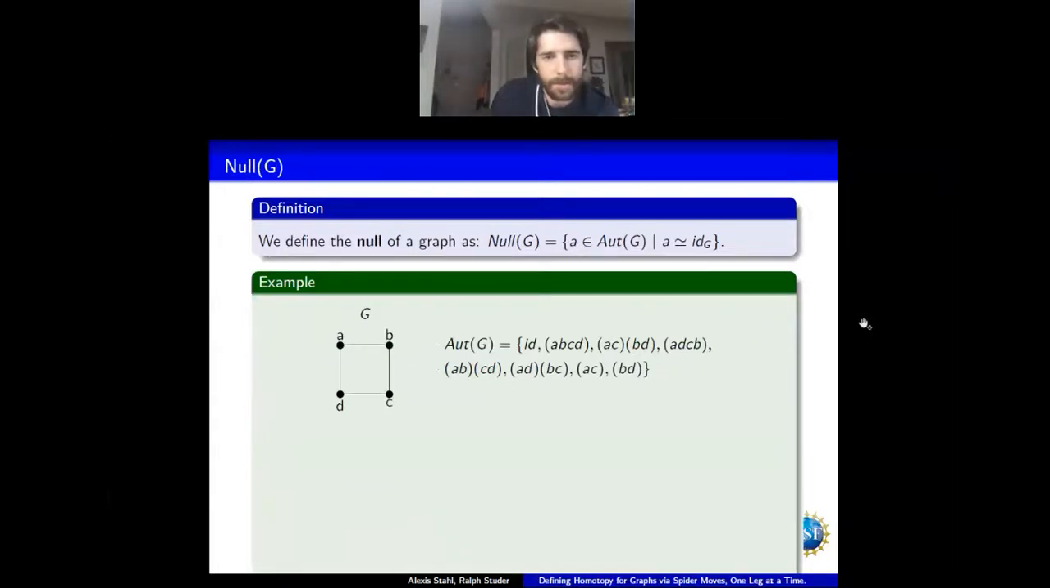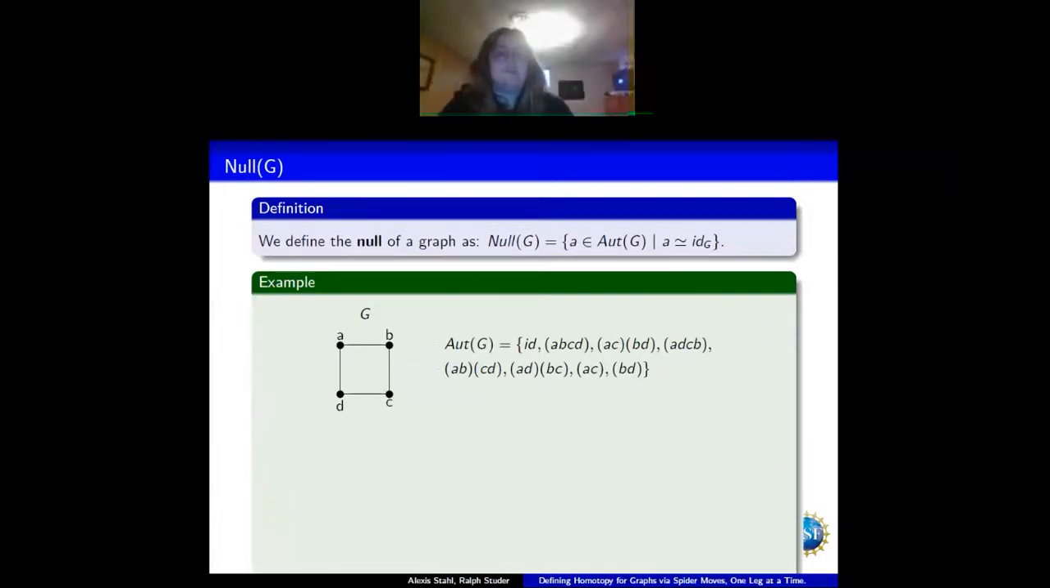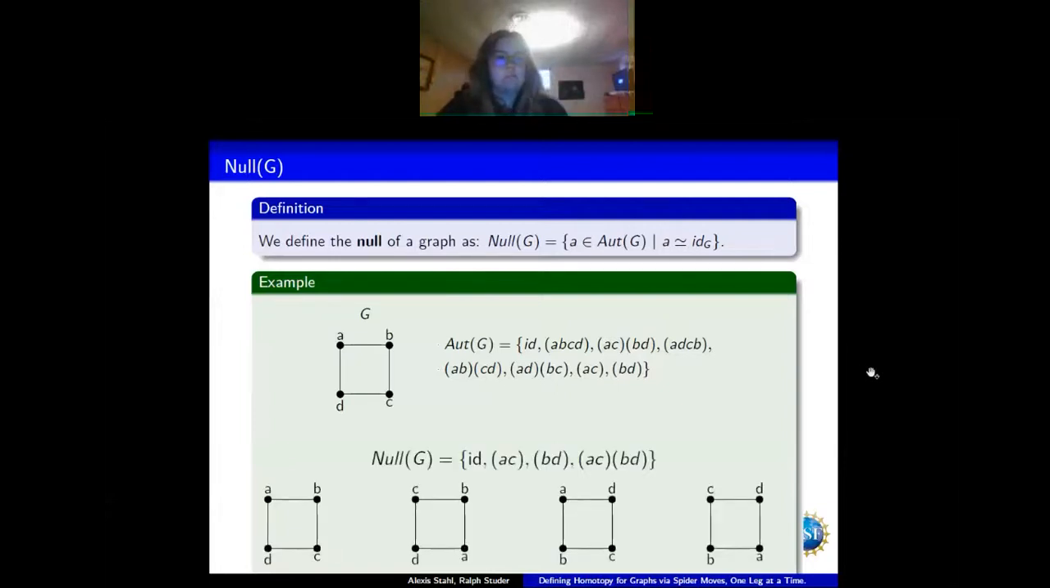If we have a graph G, then the null of that graph is the automorphisms that are homotopic to the identity. Here we have a graph G, which is C4. We listed out the automorphisms of this graph, and then we drew out the null of this graph. Here you can see we have the identity, switching vertices A and C, switching B and D, and doing both switches, A and C and B and D. And that is the null of G.